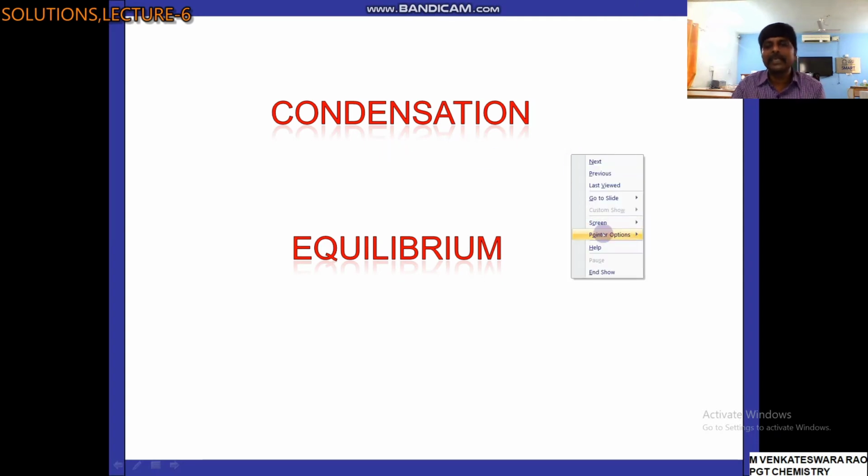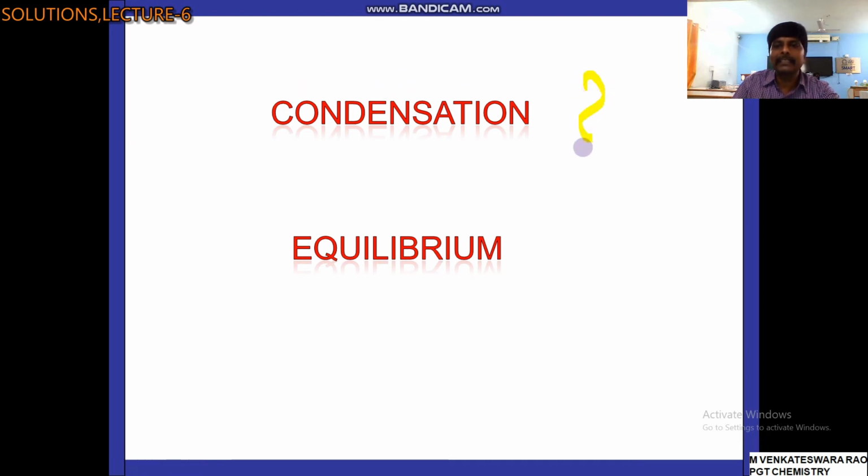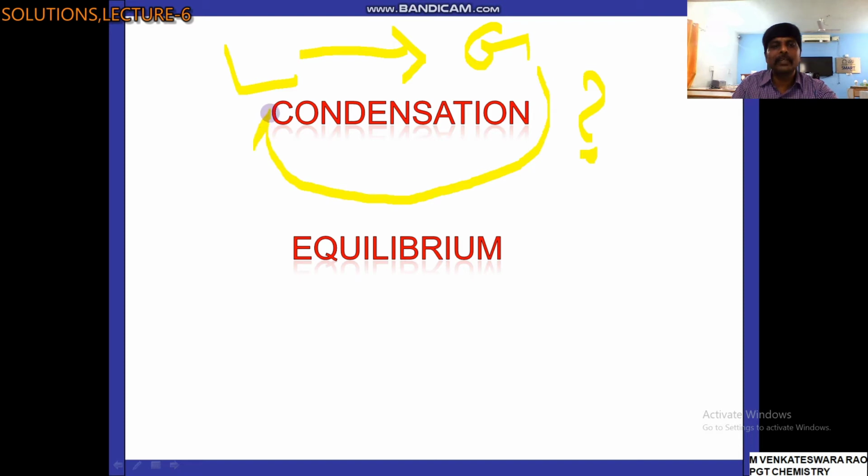Next one is condensation. Now what is meant by condensation? Conversion of liquid into gas is called evaporation. So conversion of gas into liquid is called condensation. The conversion of gas molecules into liquid molecules is called condensation.